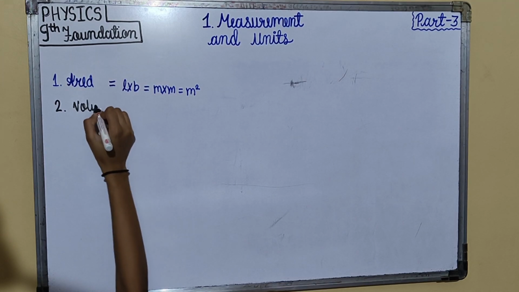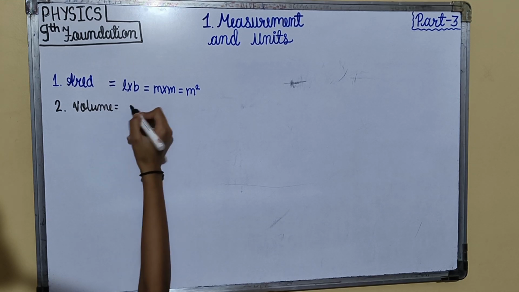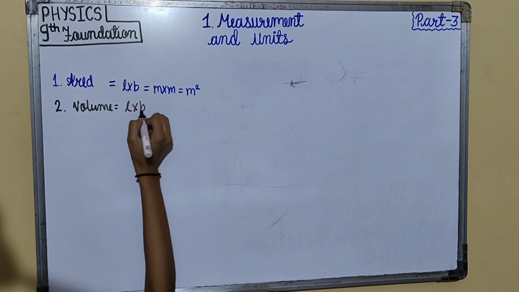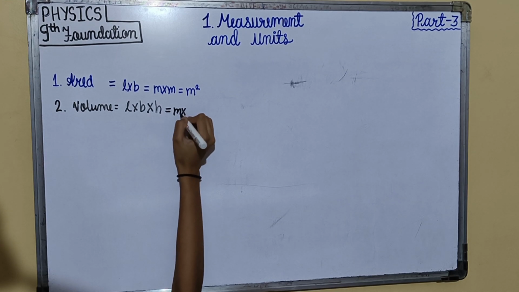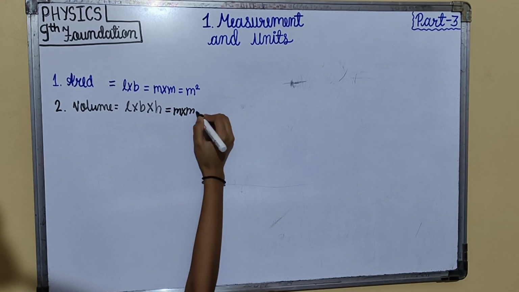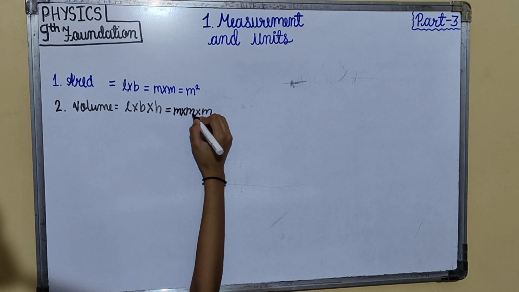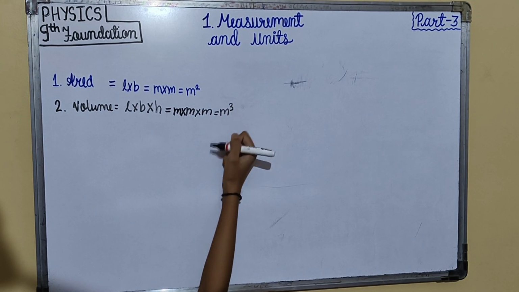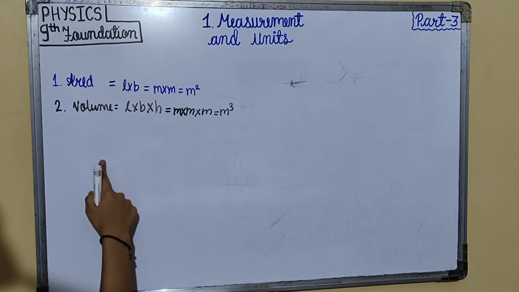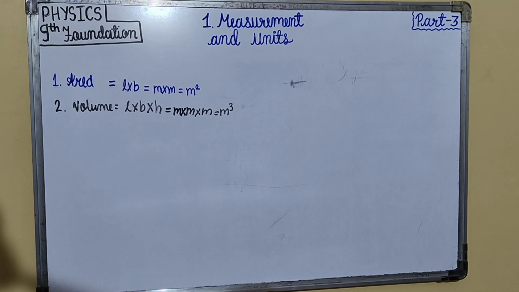Second is volume. Volume is length into breadth into height. That is equal to meter into meter into meter, that is equal to meter cube. So this is the derived quantity, this is its formula, and unit is meter cube.